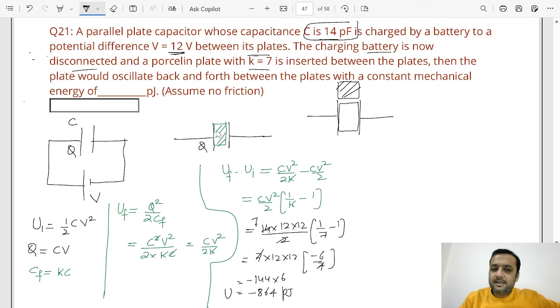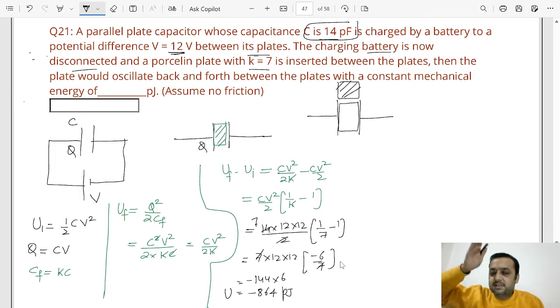This is not a vertical plane. Imagine the screen to be a horizontal plane. So the idea I'm trying to tell you here is that the external agent had done this negative work. That means he has eaten away this much energy from the system. But if he's not doing any work, if he's just releasing the dielectric, then what will happen? The dielectric will go here, and by the moment it reaches this location, it will have a kinetic energy of 864 joules.